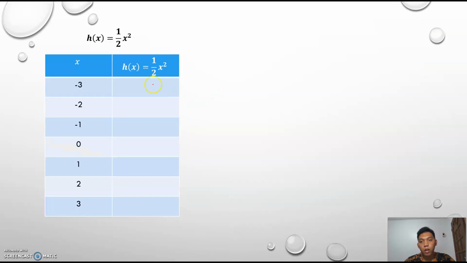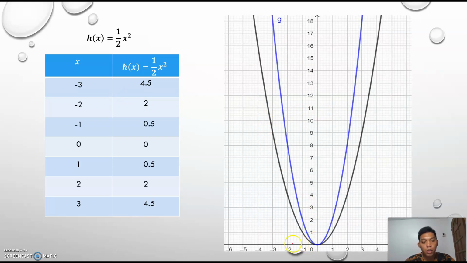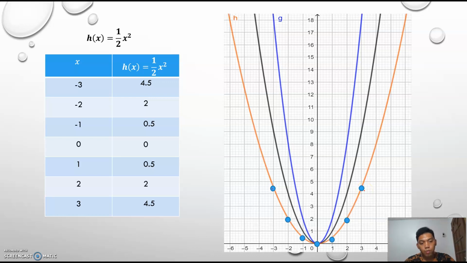Then let's graph the h function. These are the points. Negative 3, 4.5 is located between 4 and 5 on the y-axis. Then 3, 4.5, negative 2, 2 is here, and negative 1, 0.5 is somewhere here, and 0, 0. You're just going to reflect these points on the other side. Now you have established the graph.